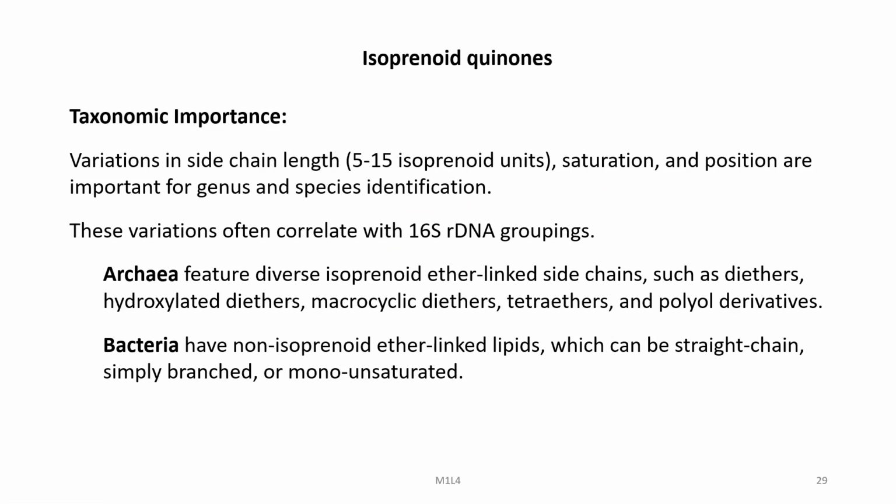Archaea feature diverse isoprenoid ether-linked side chains such as diethers, hydroxylated diethers, macrocyclic diethers, tetraethers and polyol derivatives. Bacteria have non-isoprenoid ether-linked lipids which can be straight chain, simply branched, or monounsaturated.